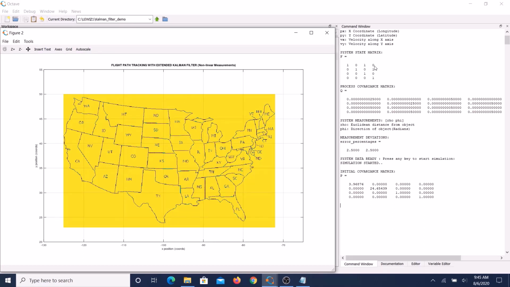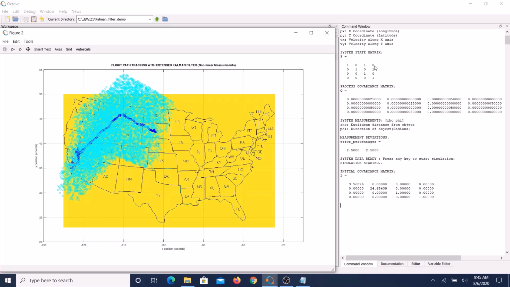Now on this next graph, we are seeing the Kalman filter estimation. So this is an estimation from extended Kalman filter. So considering the nonlinear measurements of radar, that is distance and angle, we are still able to plot and estimate the actual XY coordinates.